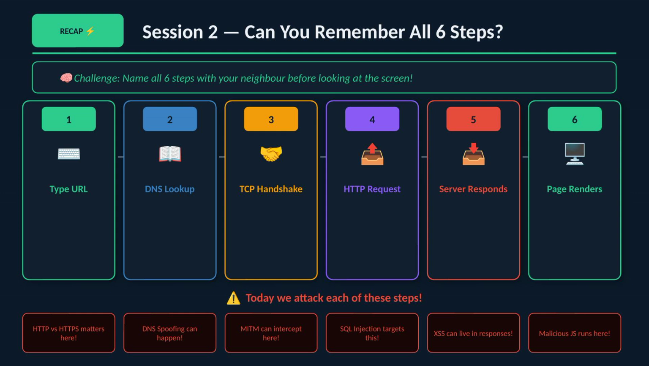Step 4, your browser sends an HTTP request. Step 5, the server responds with the page files. And step 6, your browser renders everything you see. Today we are going to look at how attackers can target each of these steps. Every step has a weakness. Today we find them. Here is a 30-second recall challenge. Without looking at the screen, turn to your neighbor and try to name all 6 steps in order.